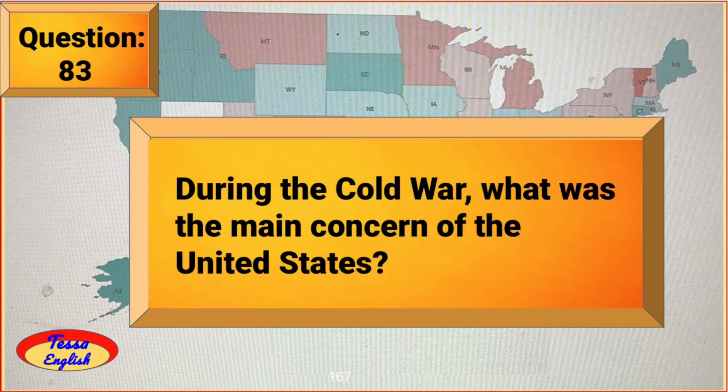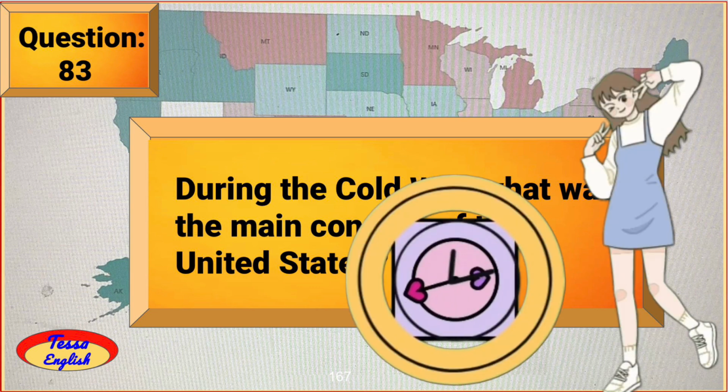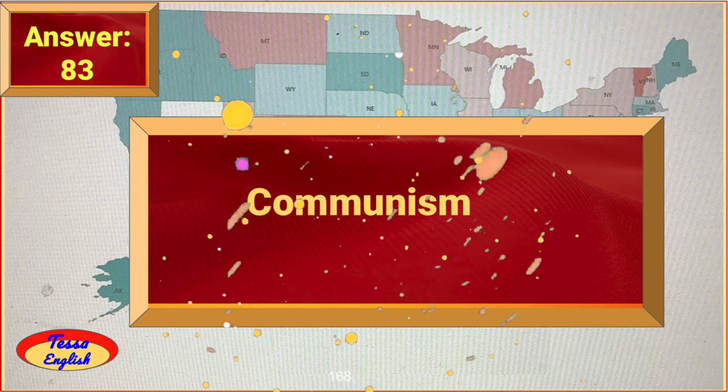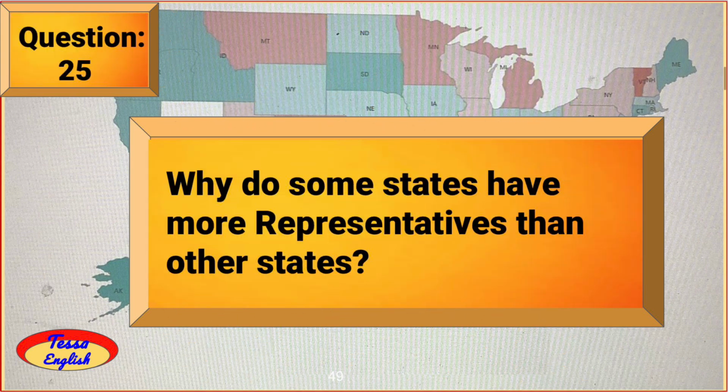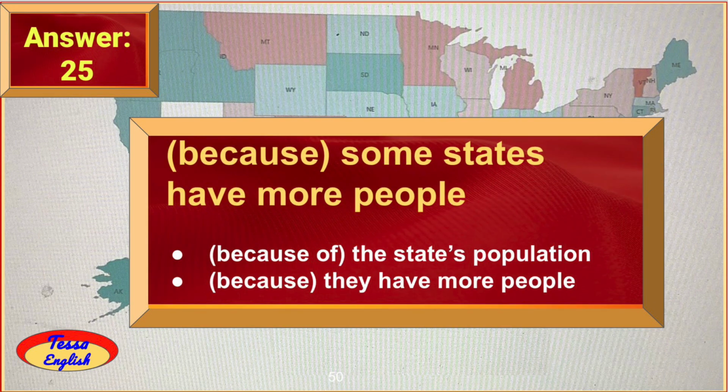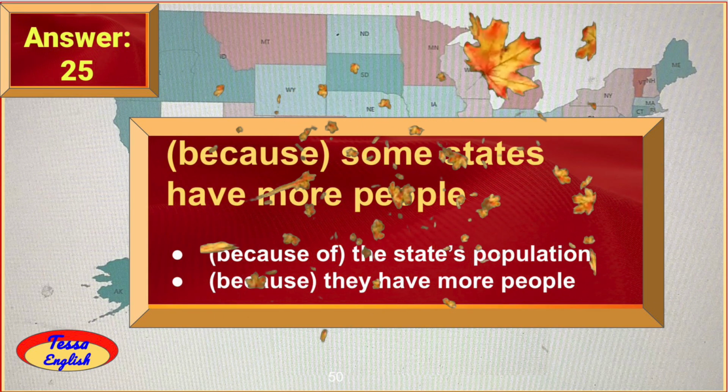During the Cold War, what was the main concern of the United States? Communism. Why do some states have more representatives than other states? Because some states have more people.